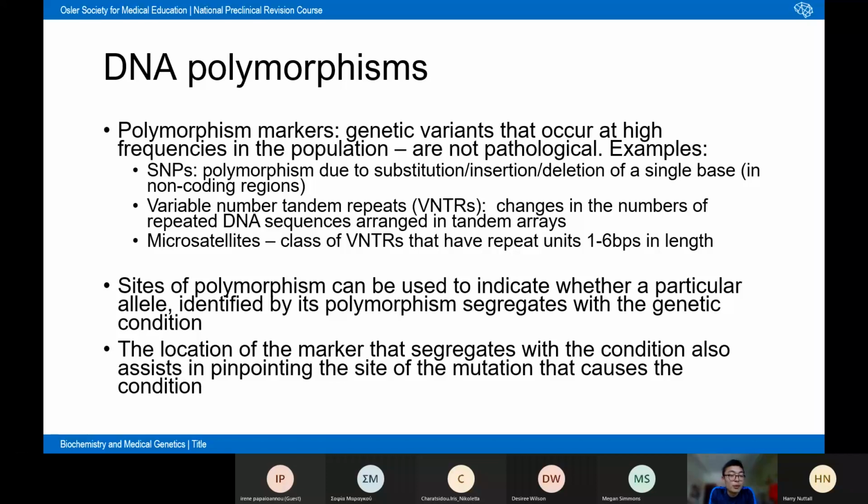Sites of polymorphism can be used to indicate whether a particular allele, identified by its polymorphism, segregates with the genetic condition. The location of the marker that segregates with the condition also assists in pinpointing the site of the mutation that causes the condition.